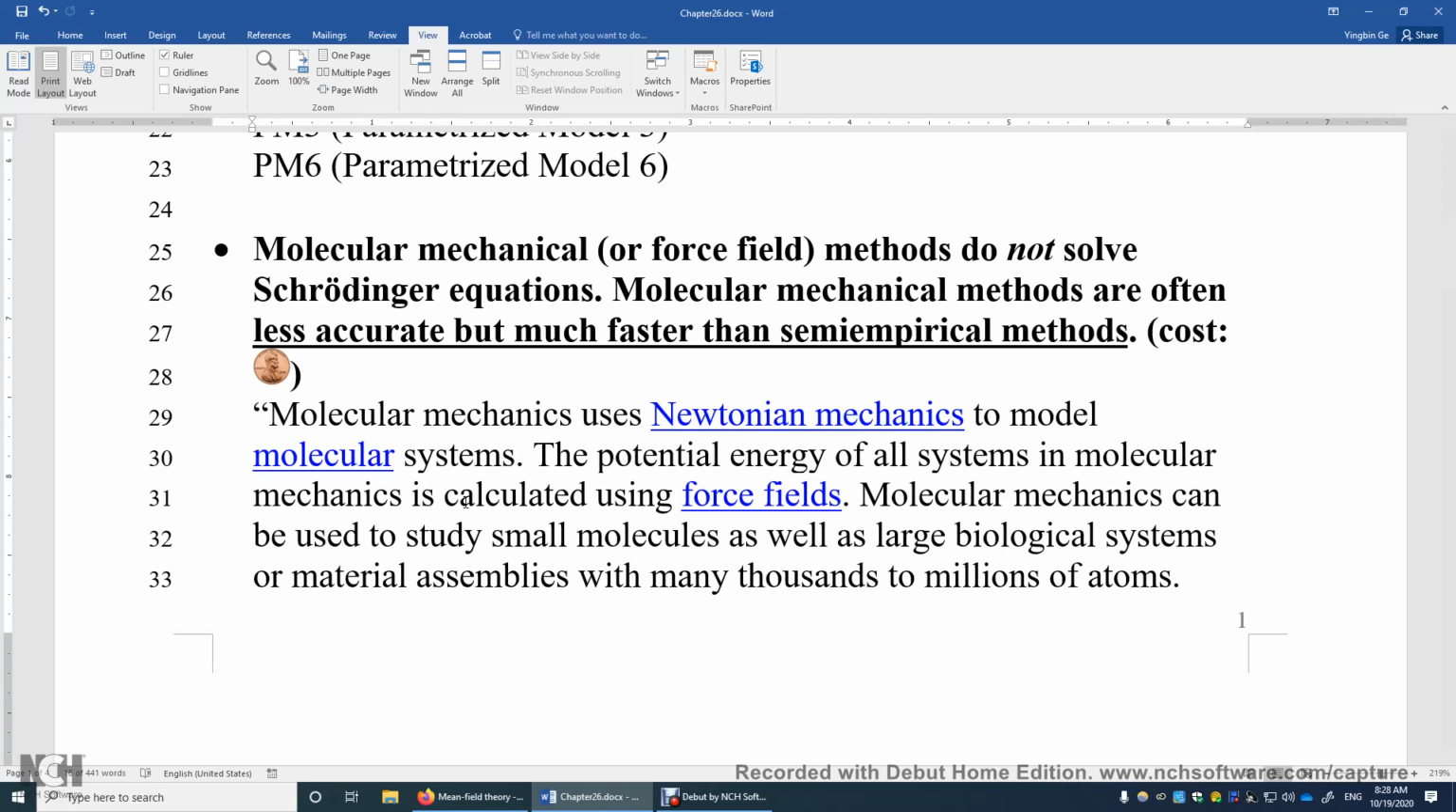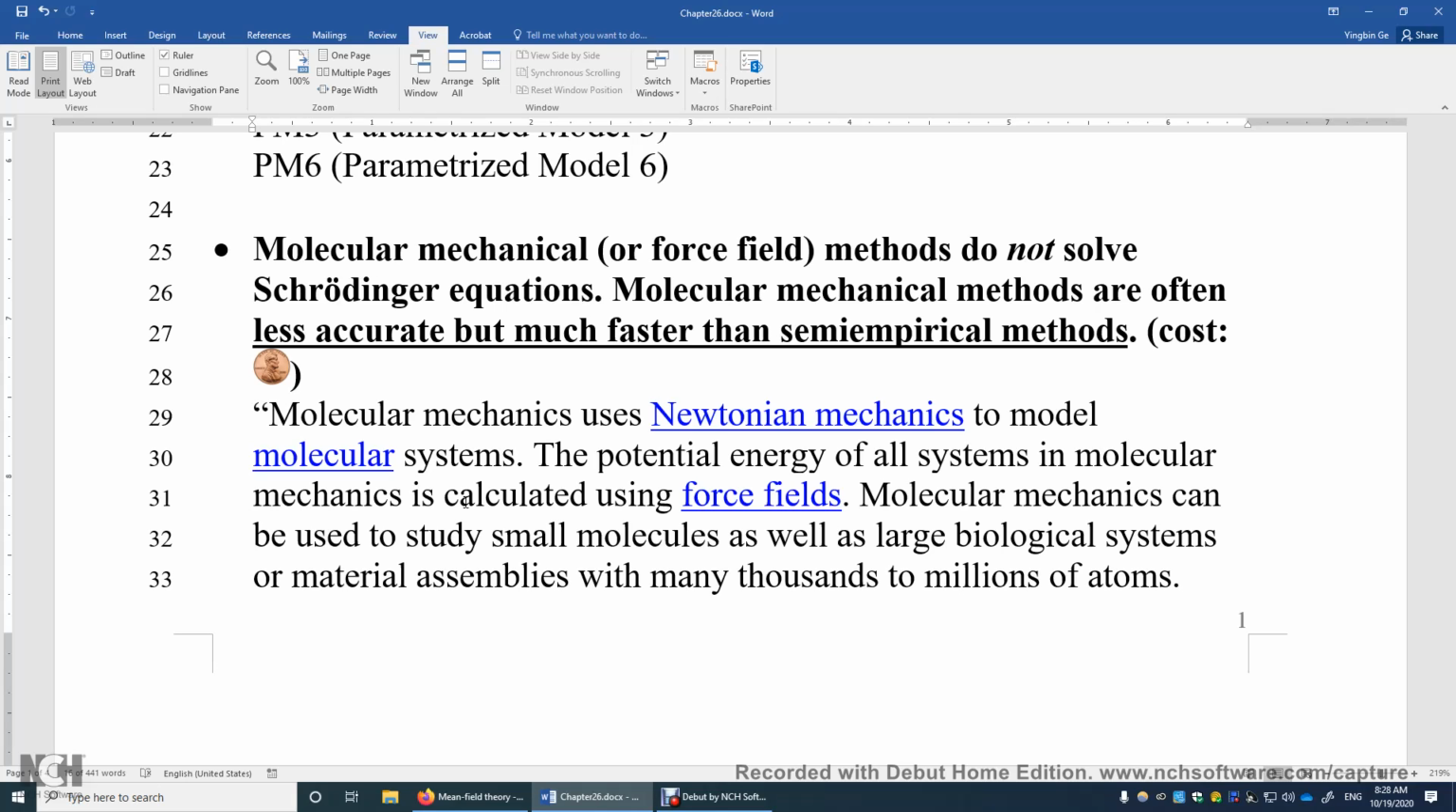So again, we do not describe electrons as waves. There are no electrons in molecular mechanics. We just look at those atoms. And the potential energy of all systems in molecular mechanics is calculated using force fields. A force field is just a set of parameters used to estimate the energy of a bond when it's stretched or when it's compressed in comparison to its equilibrium bond distance.